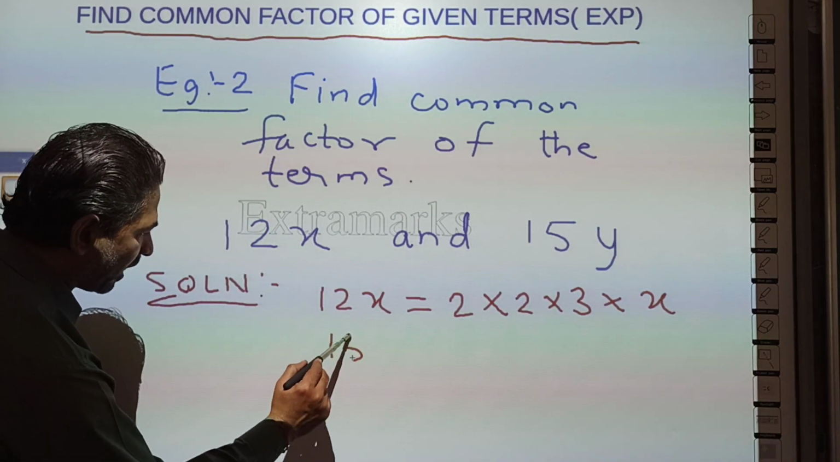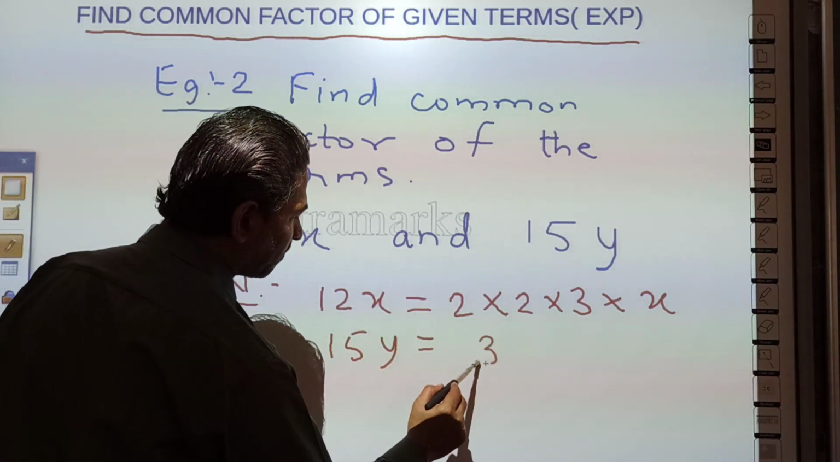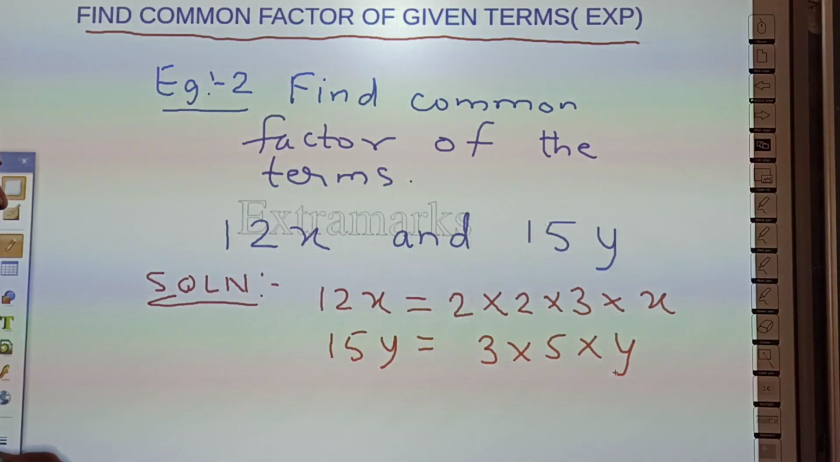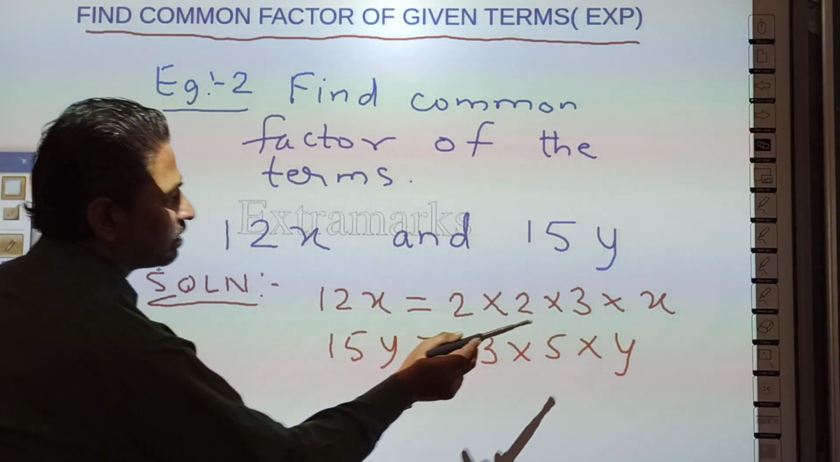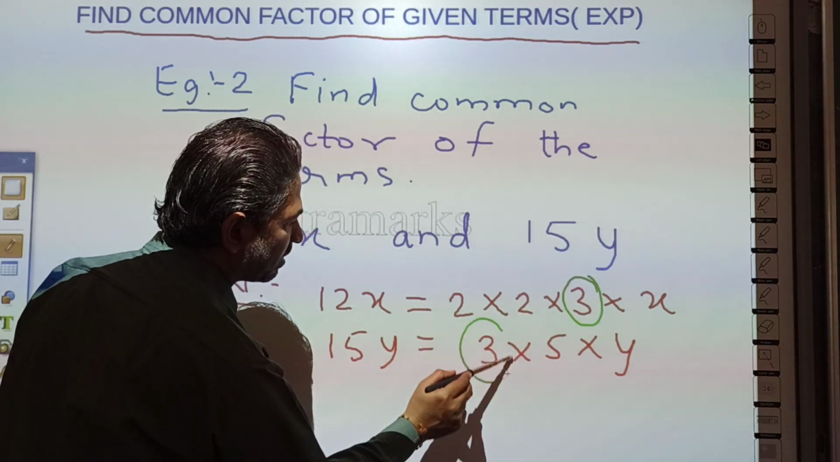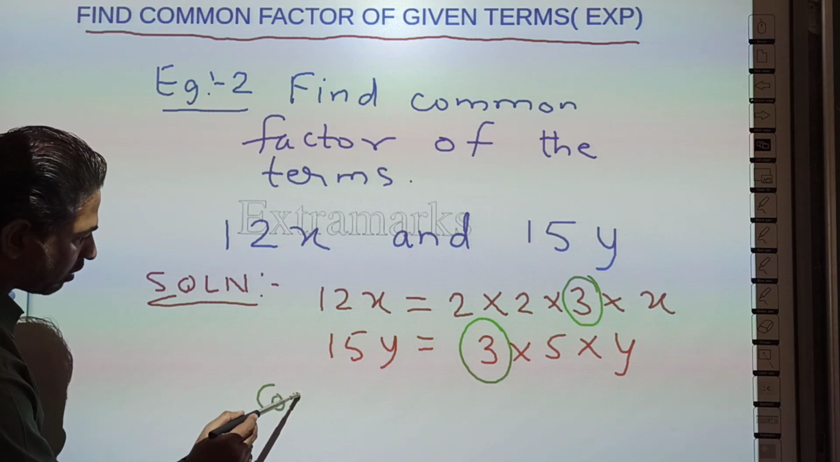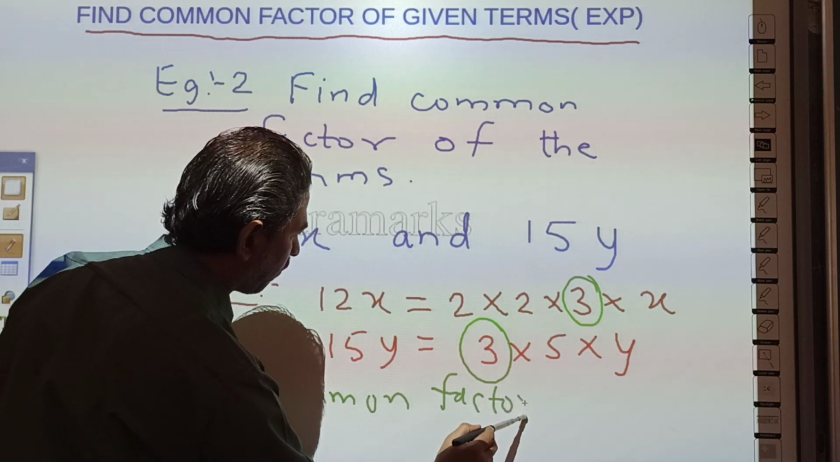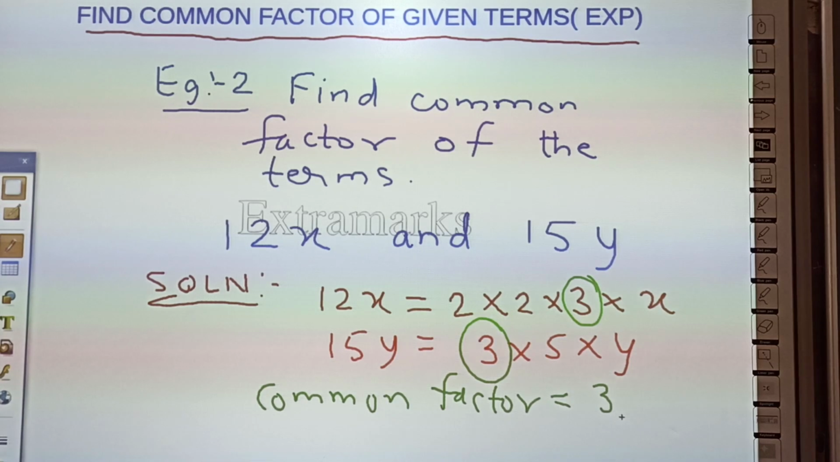Next one is 15y. तो 15y को हम लिख सकते हैं 3 into 5 into y. Now we have to see which is the common factor. So we see that 3 is a factor of both. So 3 is a common factor. So the common factor is 3. Okay students, we'll take some more examples.